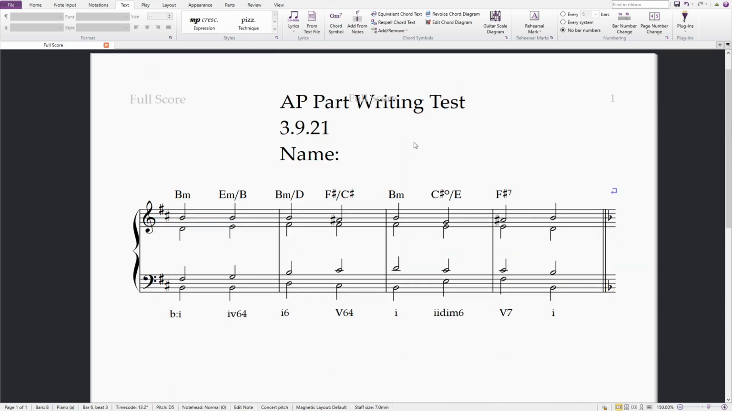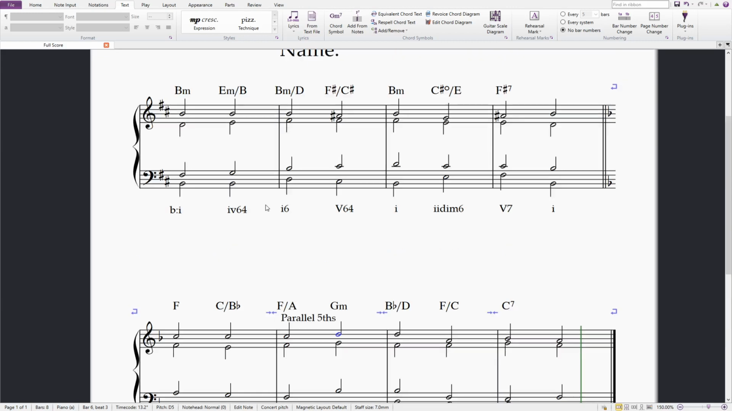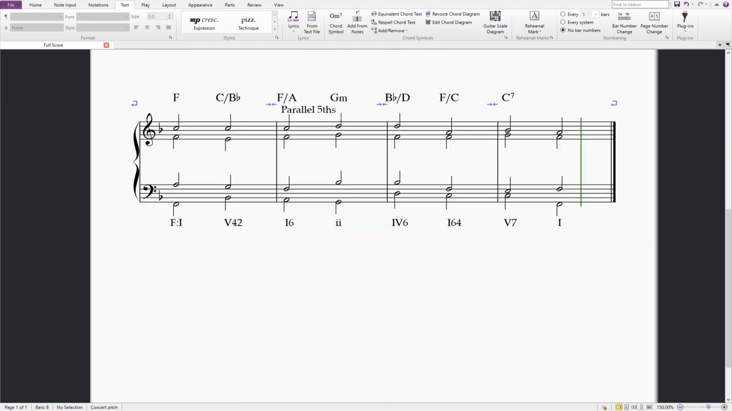However, seems like you got this pretty well figured out. Just avoid those parallels. But all your chords are spelled correctly, all the rules are followed. Like I said, you got the first one right, and the second one you were quite close. So it seems like you got it figured out.